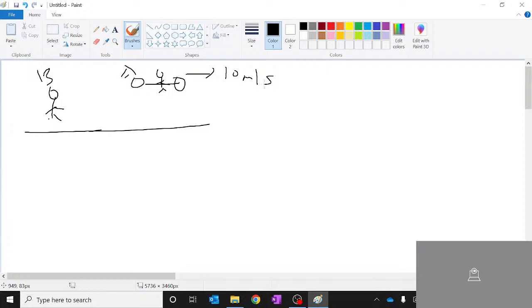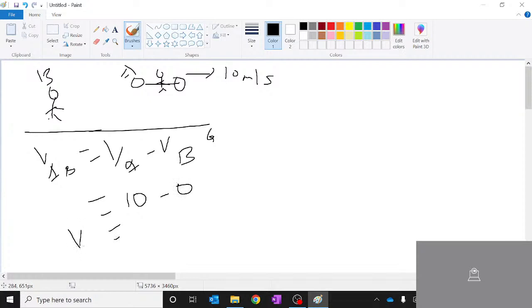So what is velocity of A with respect to B? It is nothing but VA minus VB. What is VA? VA is velocity of A with respect to ground, which is 10, minus velocity of B with respect to ground. What is velocity of B with respect to ground? I said I am stationary, therefore it is 0. Therefore relative velocity of A with respect to B is 10.